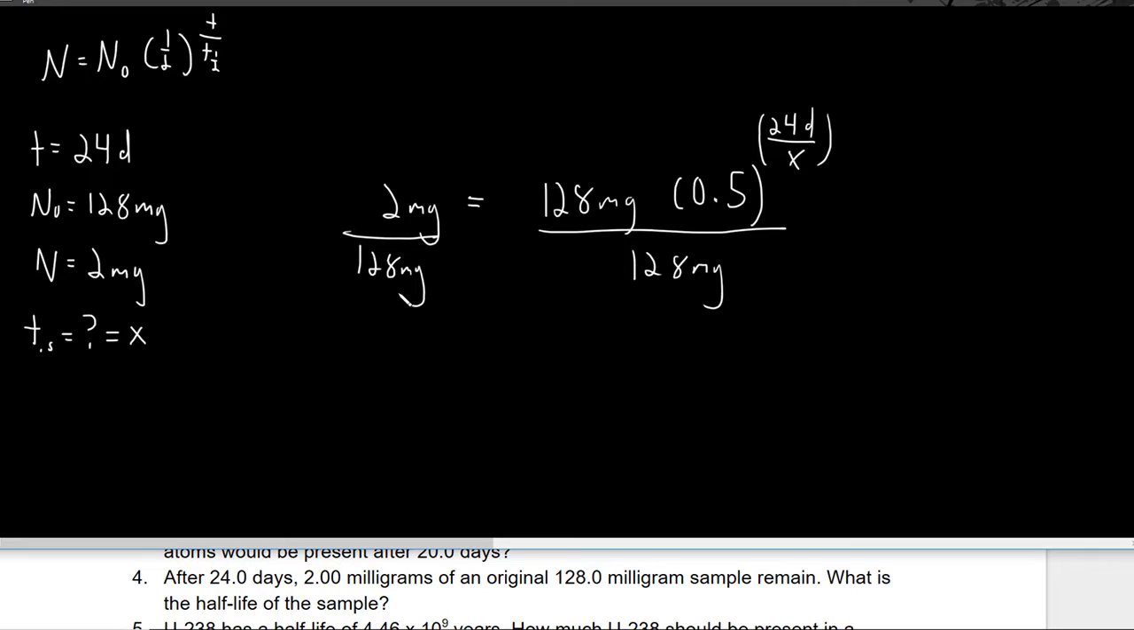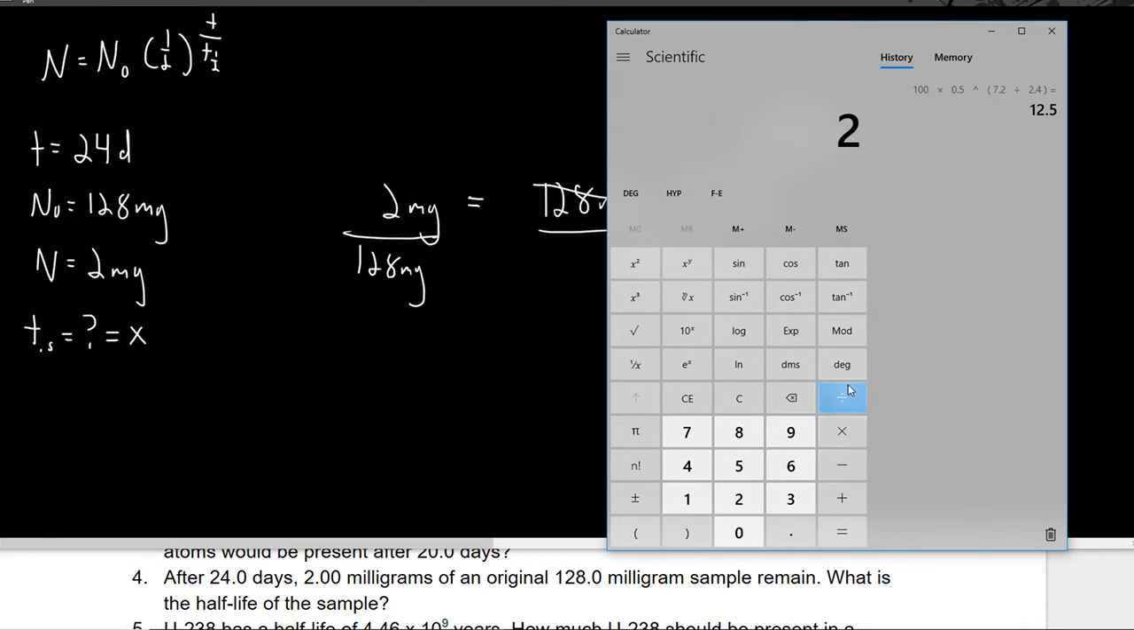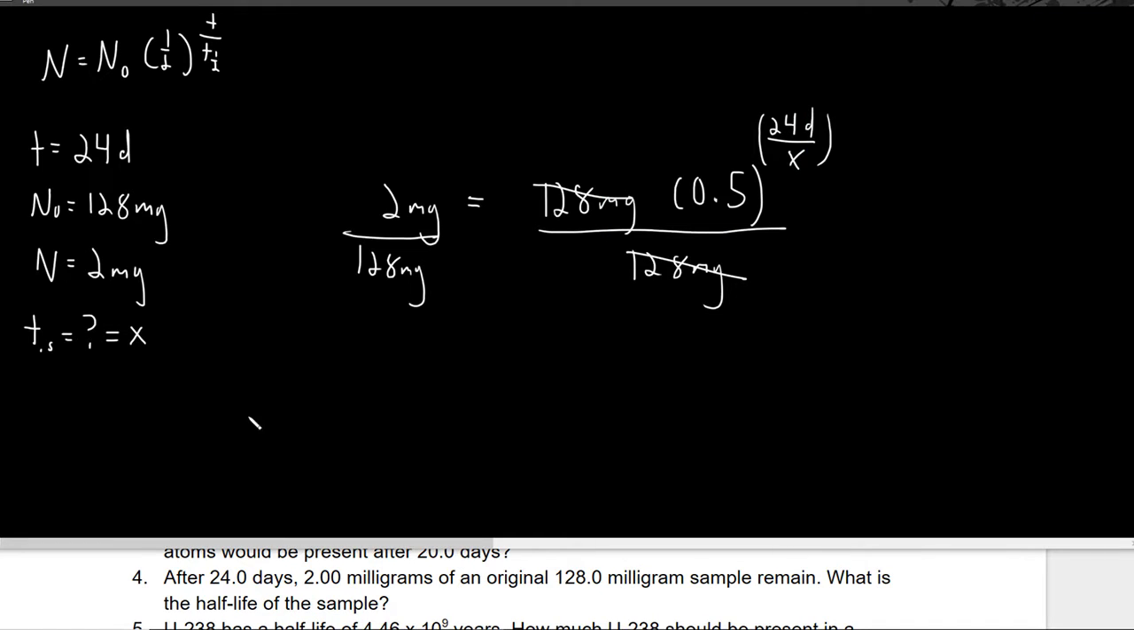I'm actually even going to do this math as I go. So the 128 milligrams cancels 128 milligrams. Let's go ahead and bring this over. So I've got 2 divided by 128, which is 0.015625. I'm actually even going to leave it just like that. I don't want to do any rounding quite yet. So 0.015625 equals 0.5 raised to 24 days divided by x.